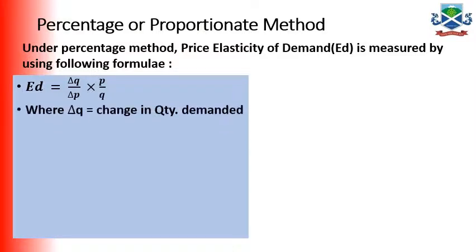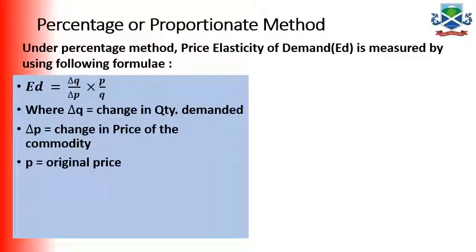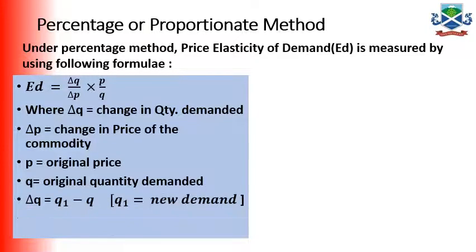So what is delta Q? Delta Q is equal to change in quantity demand. We learned it earlier also, that change in quantity demand. And delta P is equal to change in price of the commodity. Now P means original price, Q means original quantity.